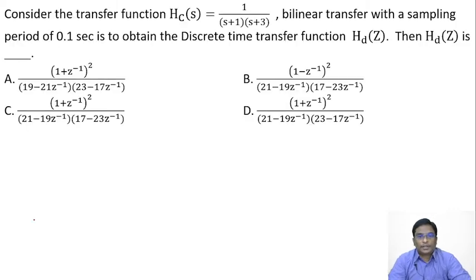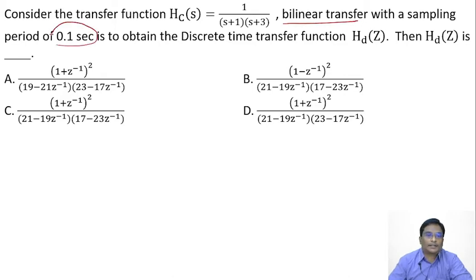Right answer. Okay. Here, this also belongs to signals and systems. Just consider the transfer function HC of S. This is given as 1 by S plus 1 into S plus 3. Bilinear transform with a sampling period of 0.1 seconds is used to obtain the discrete time transfer function HD of Z. Then what is HD of Z? Simple thing here, nothing is there. Just in place of S, we are going to substitute in terms of Z. What is that factor we are going to place in terms of Z? What is that value of S?